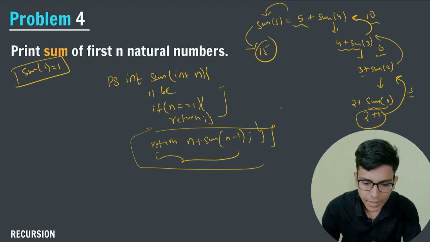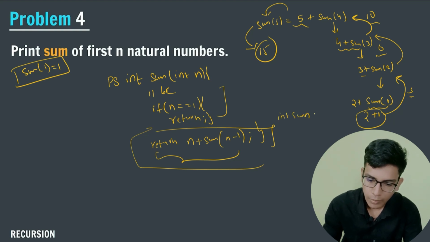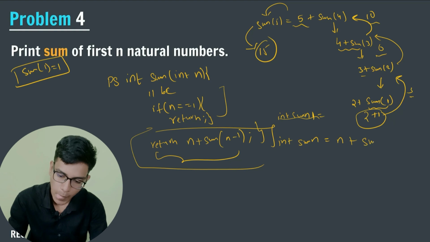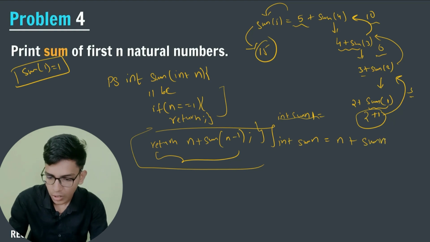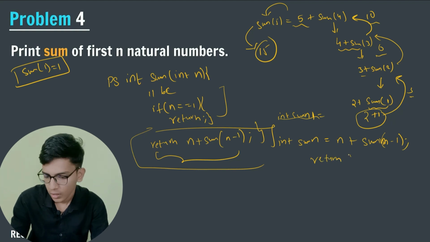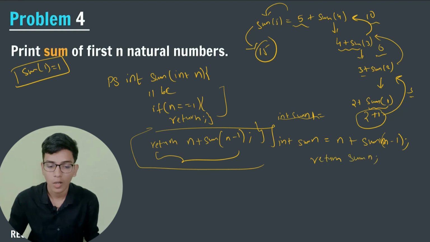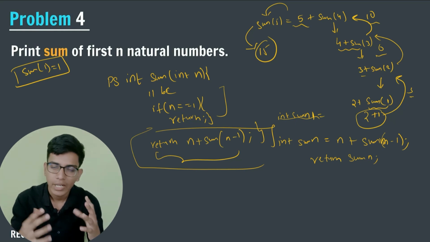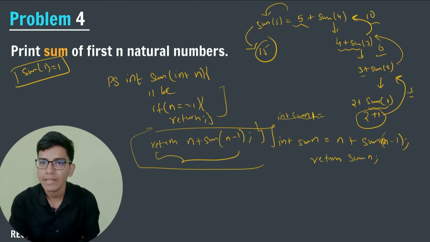So here I am calculating sum of n minus 1. So int sum of n minus 1 is equal to, or in other words, int sum of n is equal to n plus sum of n minus 1, right? After that, return sum of n. That's all. Now let me code this. I hope you have understood the logic. When we code this, it will become even more clear to you.